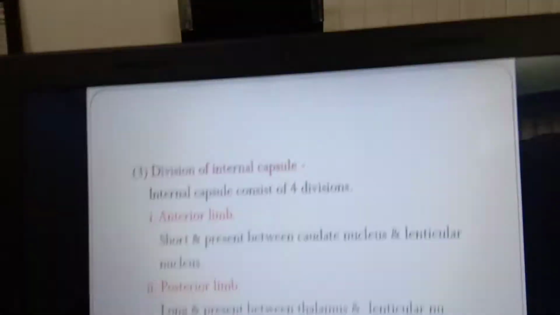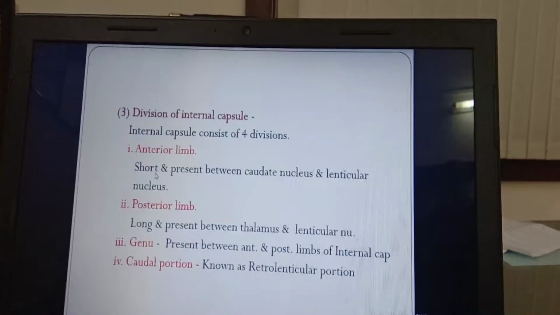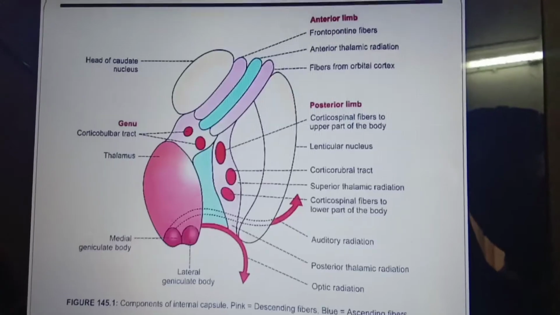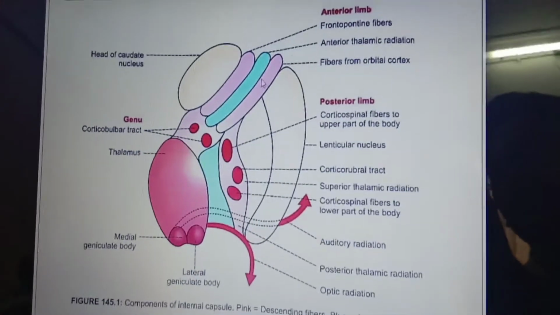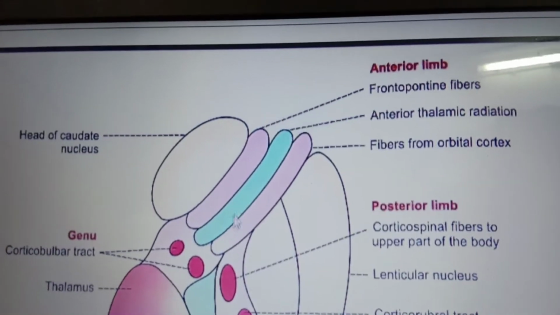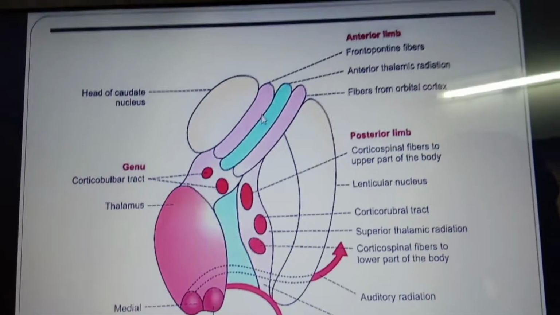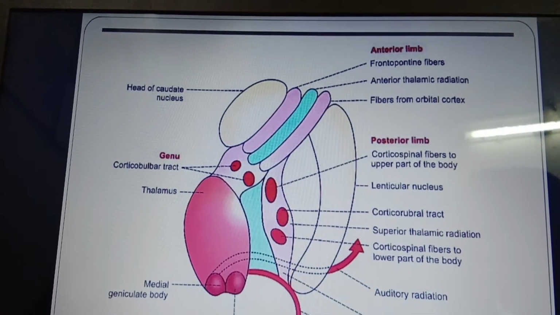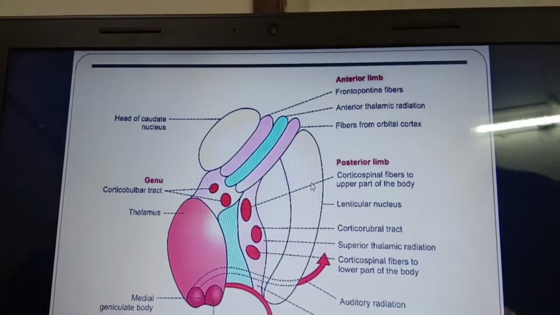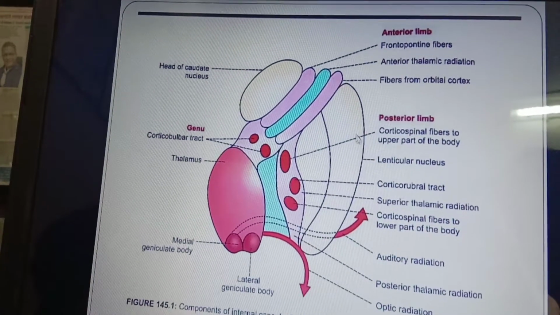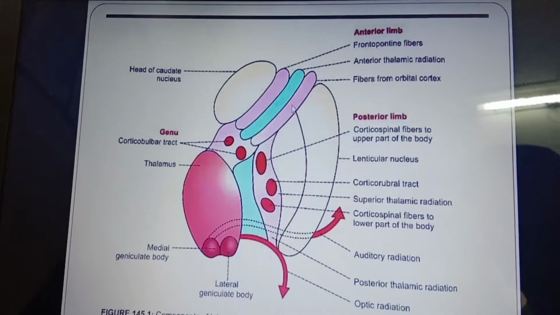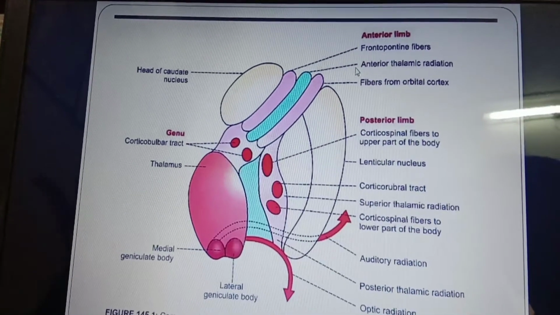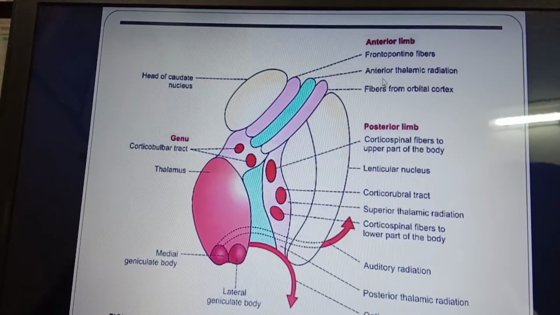The anterior limb of the internal capsule is very short and present in between the caudate nucleus and lenticular nucleus. Again, we will take help of the next diagram. So this is the anterior limb of the internal capsule. It is a very short division, as all of you can see, present in between the caudate nucleus, which belongs to the basal ganglia, and the lenticular nucleus. This white one is the lenticular nucleus. In between these two nuclei is the anterior limb of the internal capsule, and it consists of frontopontine fibers and thalamic radiations.